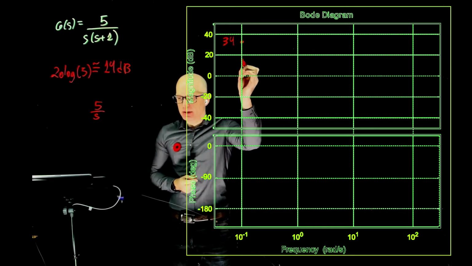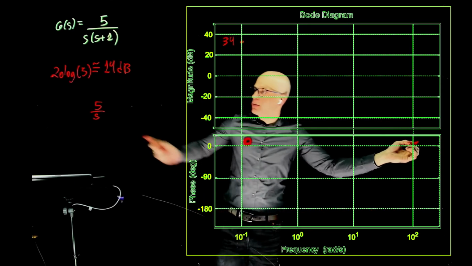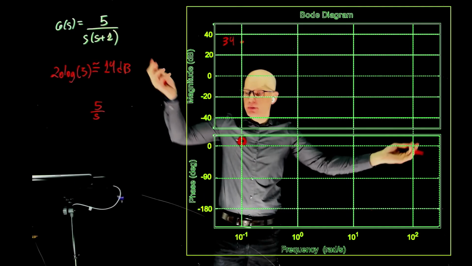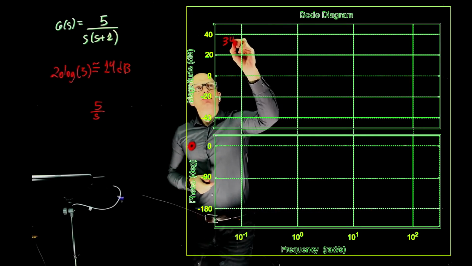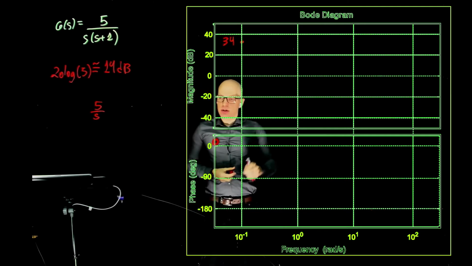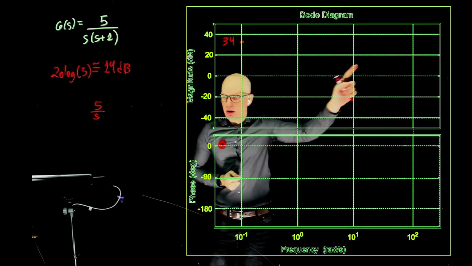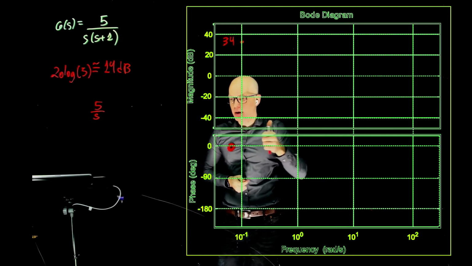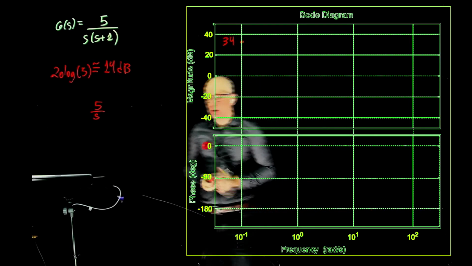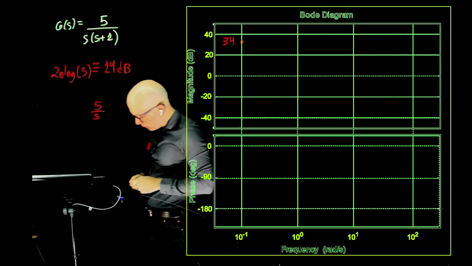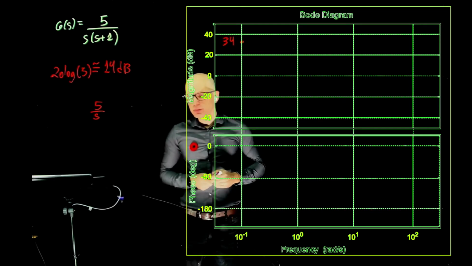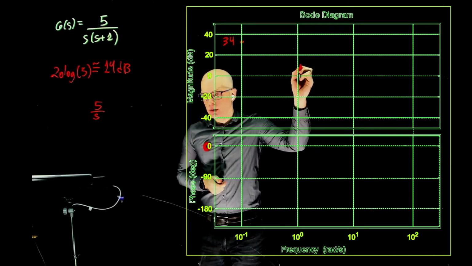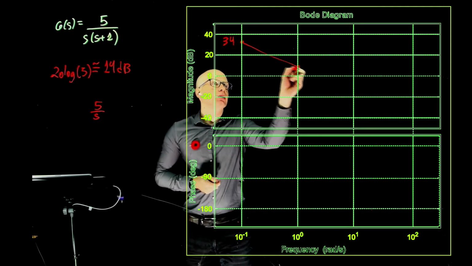Okay, so we are basically taking this curve that comes from 1 over s, adding 14 dB to it, and everything shifts up. So we're starting at 34. If you move the frequency by a factor of 10, we go down by 20. So where should we be at 10 to the power of 0, or at 1 radian per second? 14. Exactly. So here we should be at 14.